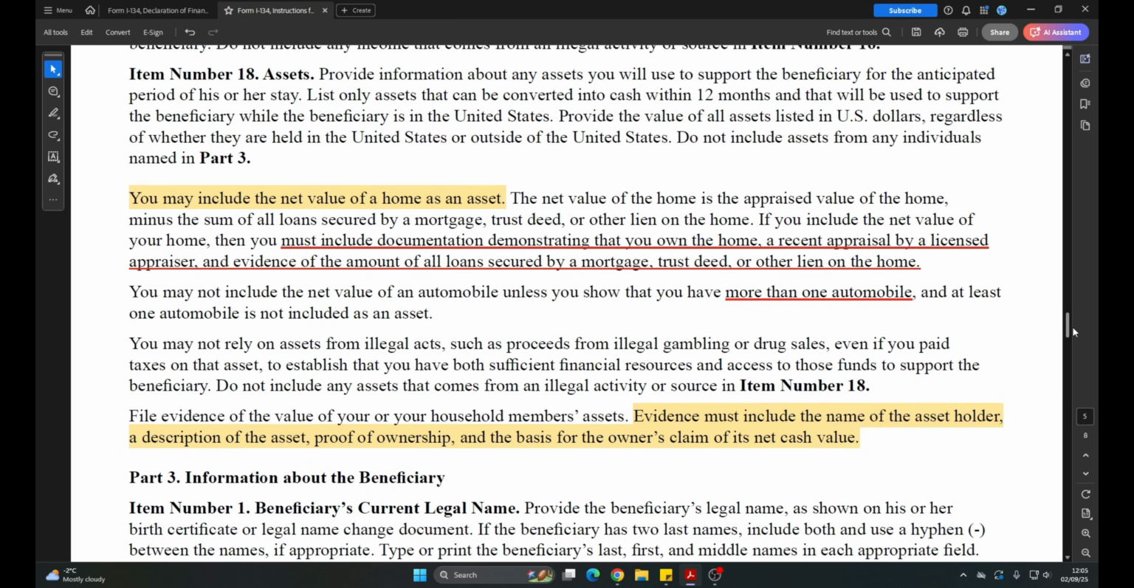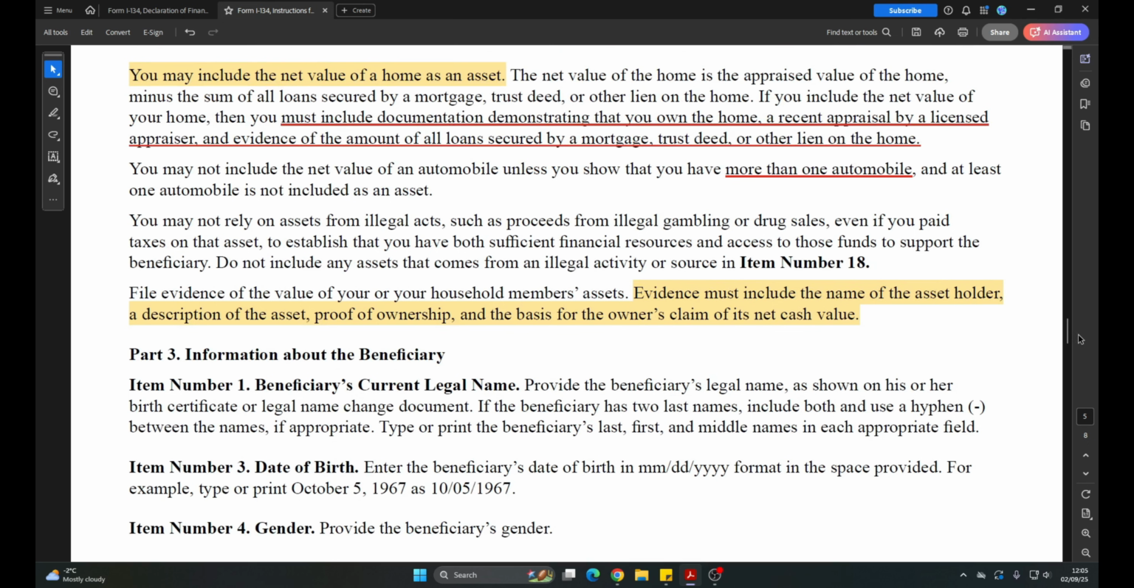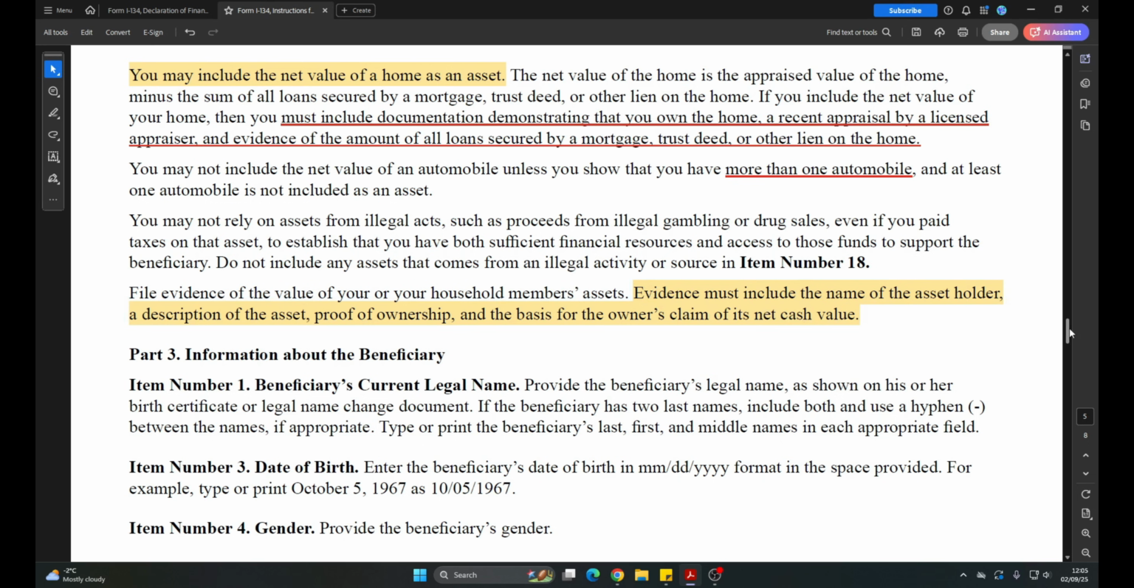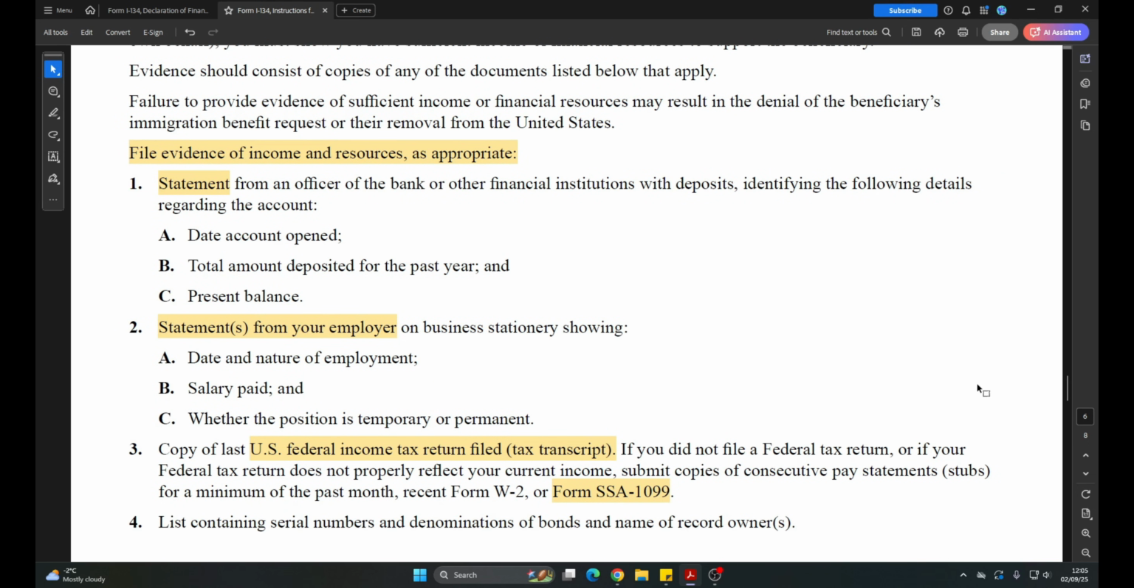And if you are including assets from anybody else in your household, you will also have to provide proof of these assets with the following evidence. And again, the more information you include, the better. If you are the kind of person who is applying for a non-immigrant visa coming from a different country, you are going to have to provide this kind of information, but perhaps from your home country.